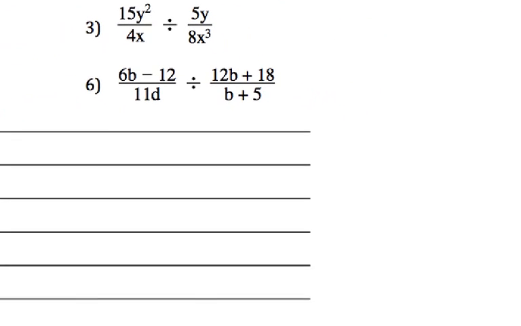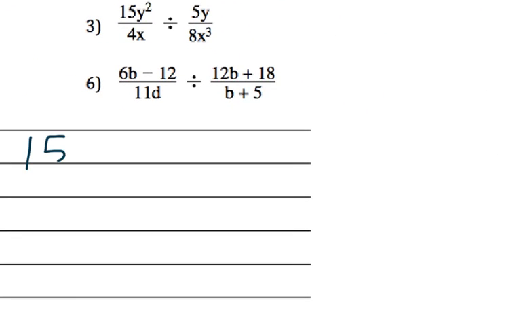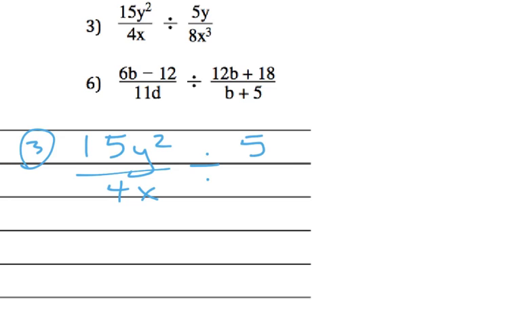Problem 3. Rewrite 15y squared over 4x divided by 5y over 8x cubed. And as you do these, I do want the original problems rewritten. Do not jump into that first step where you've already flipped the fraction. Do not do that. Then I have 15y squared over 4x times 8x cubed over 5y.